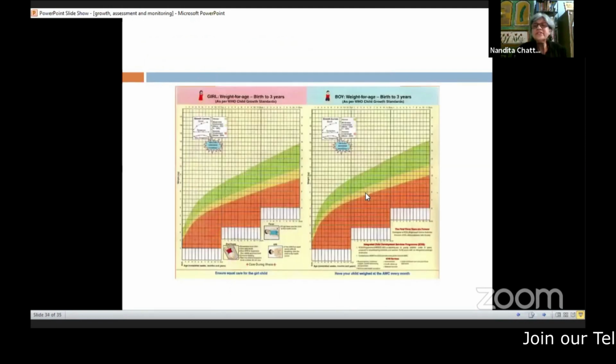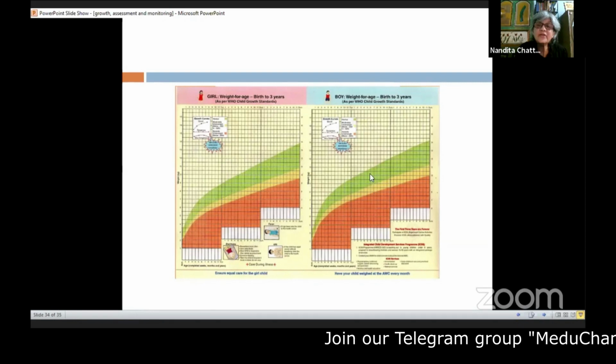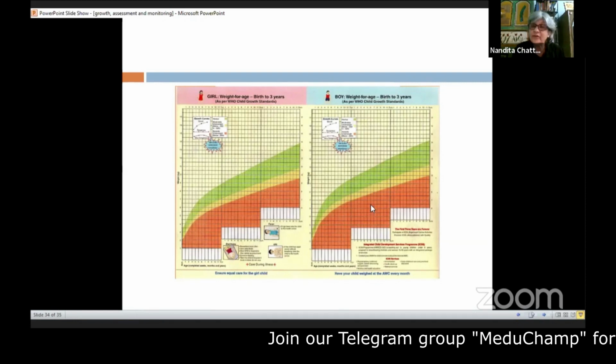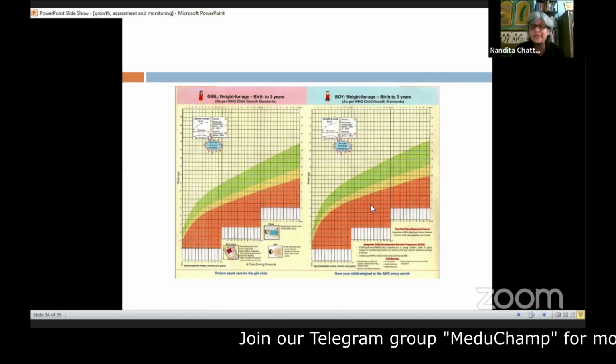Now here you see a familiar picture. These are the curves that are seen in the health cards that all our children in India receive. Again, the different lines are depicted in the change of color. Anybody having a weight falling within the green is normal. Falling within yellow, there's a faltering. Red, malnutrition.